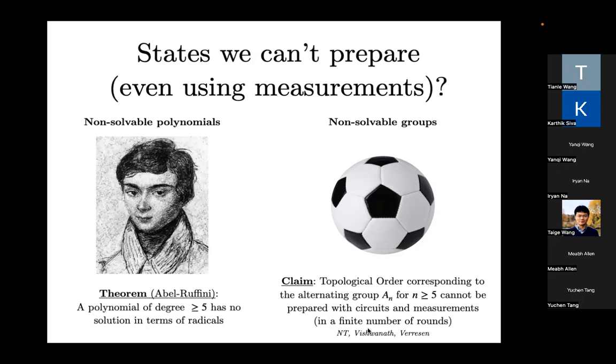I have one question here. So suppose you instead talk about inexact preparation and you ask how many rounds are required, like basically how does the fidelity per unit volume scale with the number of rounds?